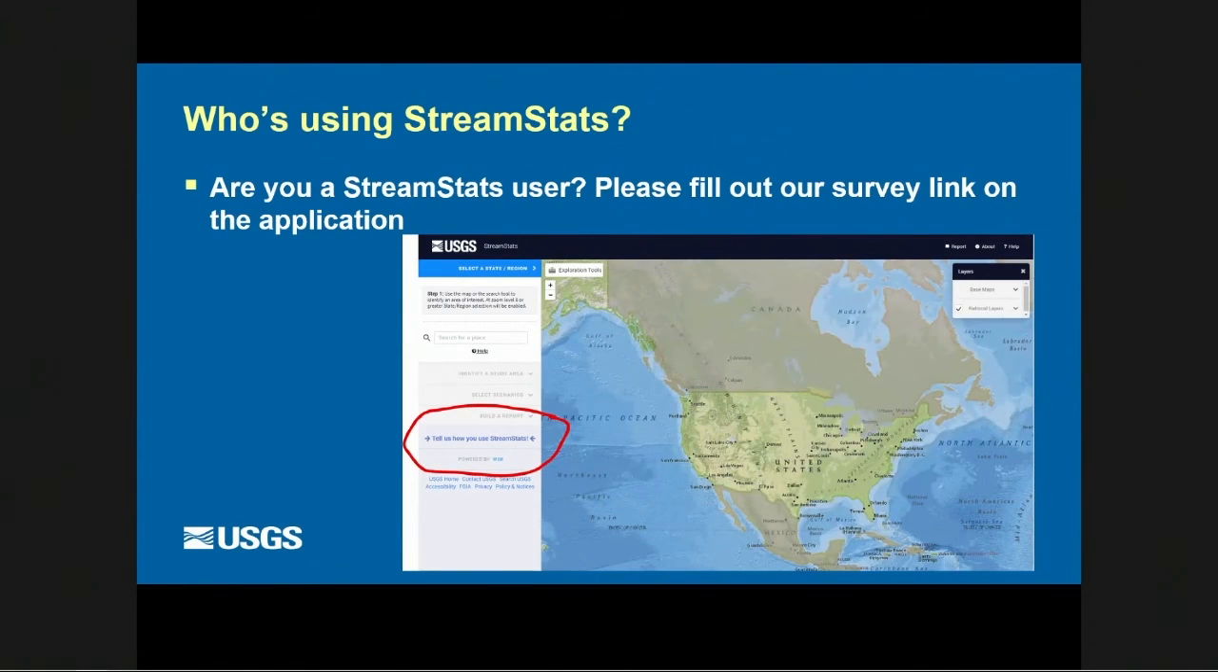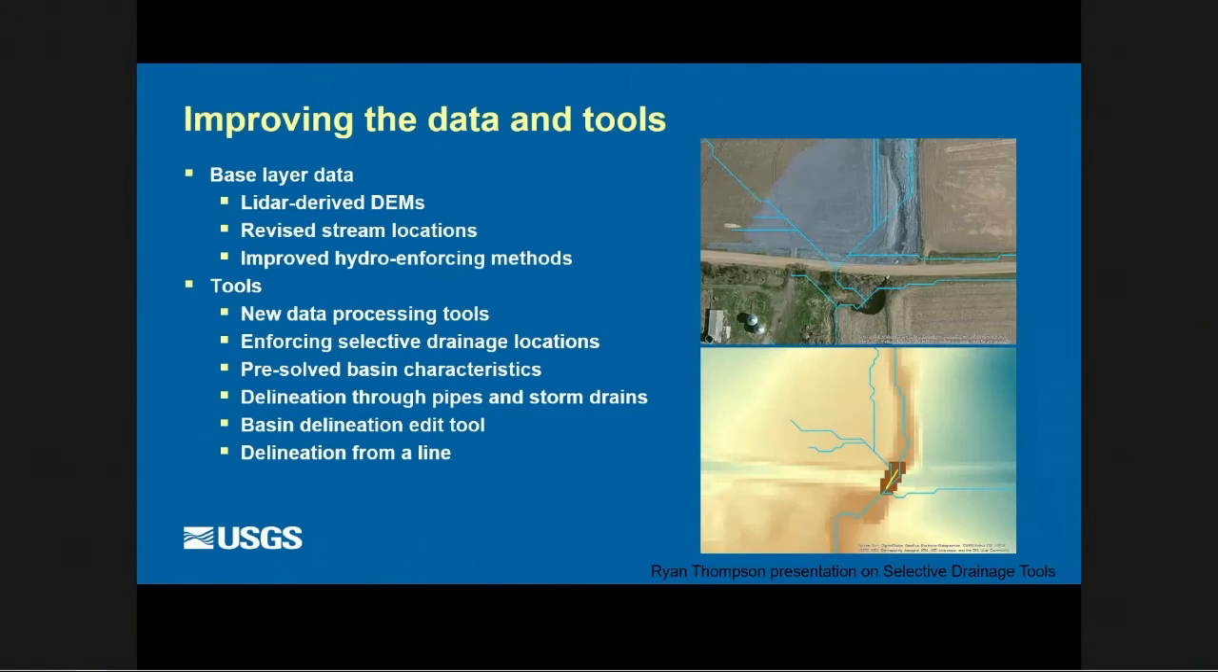If you're a user of StreamStats, you might notice that we have a little "tell us about how you use StreamStats" link down here on the left-hand pane of our application. Please, if you are a user, go in and fill out the survey. It's really important to us to know how StreamStats is being used, and it's going to be really important as the water mission area, the USGS, looks into the future of how we support StreamStats and what we can do to improve upon the at-site statistics delivery and methods to estimate values at ungaged locations.